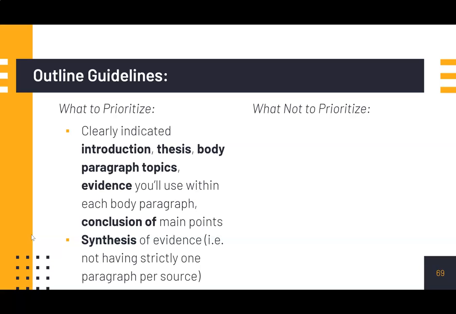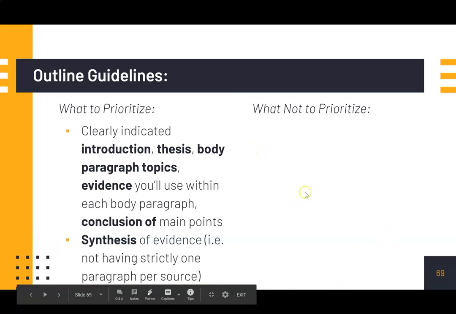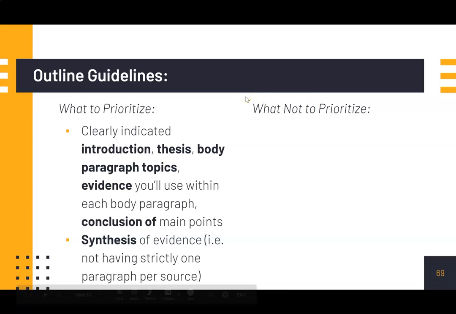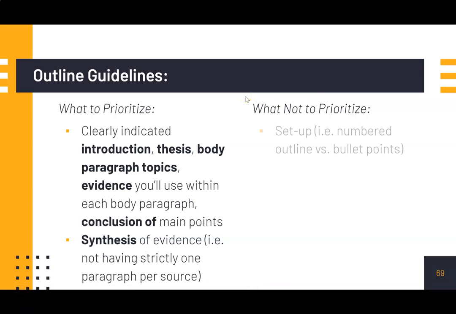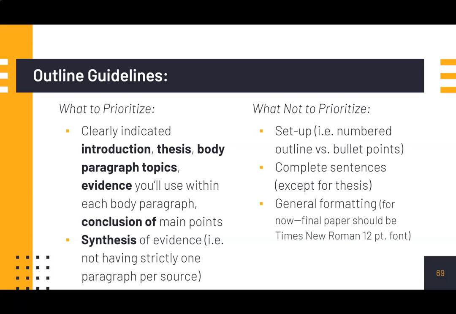This is the stuff in this column over here that people tend to get tripped up on. I recommend not prioritizing it. It really doesn't make a difference. Just make a quick decision and move on. First of all, the setup, whether you do numbered, outline, or bullet points, just go with your gut, whatever makes most sense to you. Don't worry during the outline stage about complete sentences, except for maybe the thesis. It's okay just to have certain fragments of ideas.